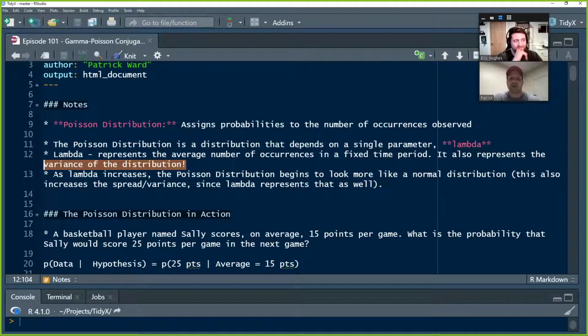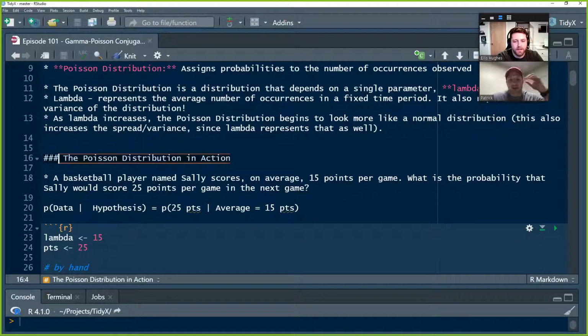And so as lambda increases, as with most of these things, the Poisson distribution begins to start to look more like a normal distribution. And so this also increases the spread and variance, since lambda represents that as well. Remember, single parameter distribution. And like most things, again, the normal distribution tends to fall into place in nature once we've seen a lot of observations. Okay, so let's put the Poisson distribution in action, before we get into the gamma. Figure out how we think about this. What is the Poisson? It's got lambda. What does that mean?